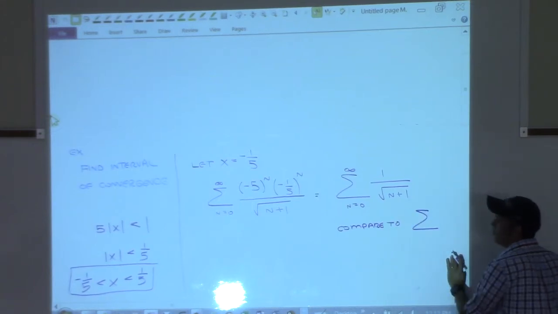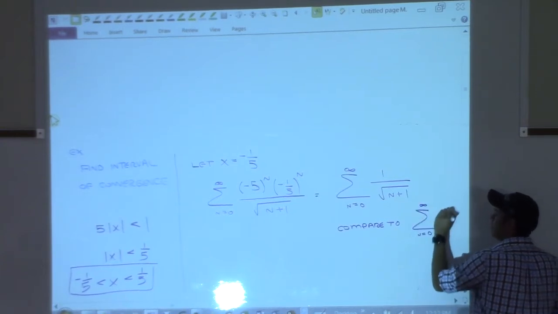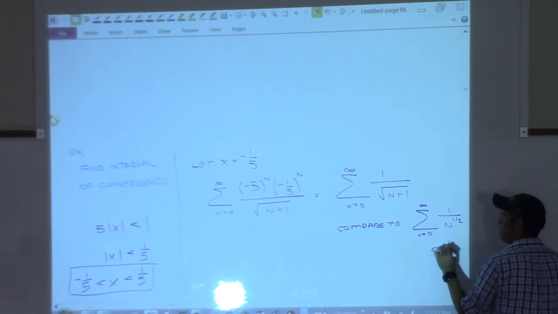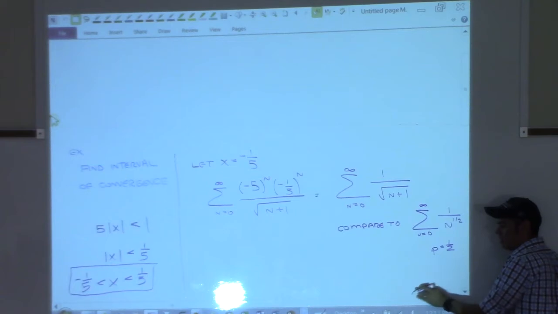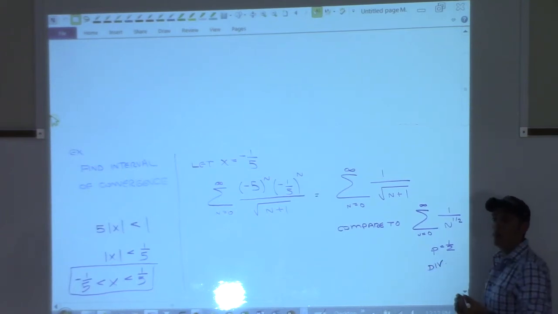Which p-series am I comparing it to? You said 1 over n to the 1/2. So p here would be a half, and what does that do? It's less than 1, and if it's less than 1, it diverges. So this is divergent. So you're comparing it to a divergent series.